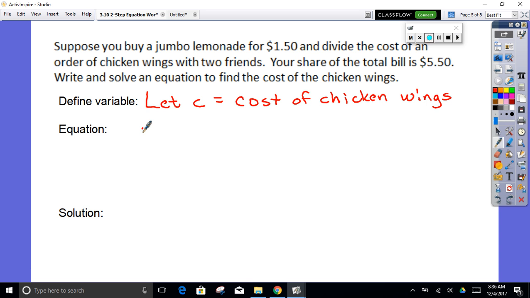Okay, so C, you're taking the cost of the chicken wings, you're dividing it by 3 people, yourself and your 2 friends, makes 3 people all together, plus you have to include the cost of your lemonade for a total of $5.50. That was your share of the bill.